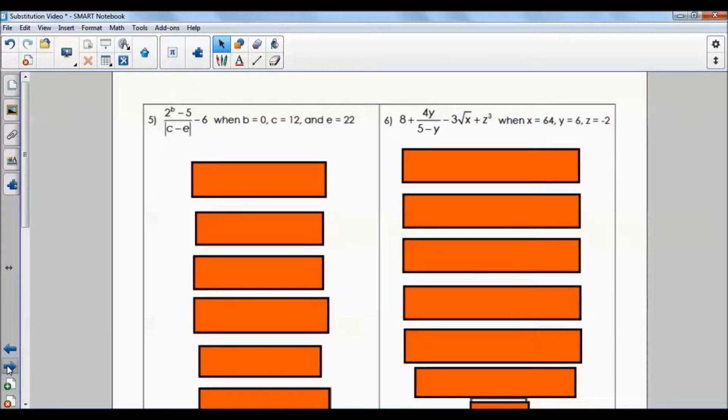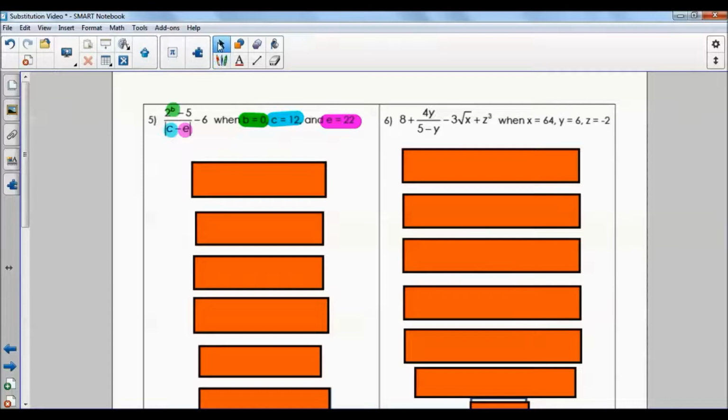Number 5, we have 2 to the b minus 5, and then that's over the absolute value of c minus e, and then -6. Okay, so let's look at our different variables. So first we've got b up here in our little exponent, and b equals 0. Then we have a c down here, and c is 12, and we have an e down here, and e is 22.